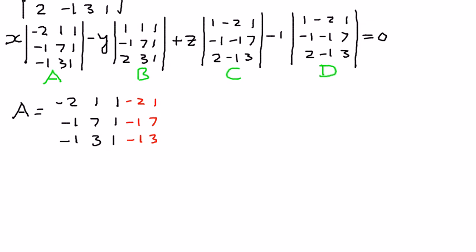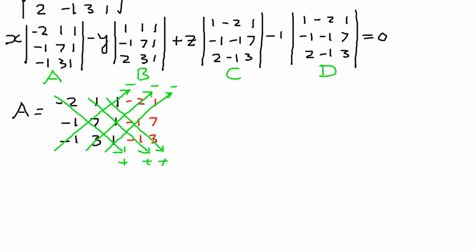And then the way this procedure works is as follows, isn't it? So if we were to come in here, we want to connect these diagonals, connect these diagonals, and connect these diagonals. And when we are facing down, this is going to be positive, positive, positive. And then when we are connecting these diagonals, here, the products are going to be subtracted. And when we expand this, this is what we're going to get. This is going to be equal to negative 2 times 7 times 1.